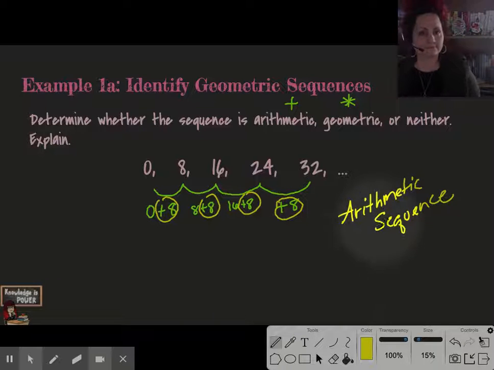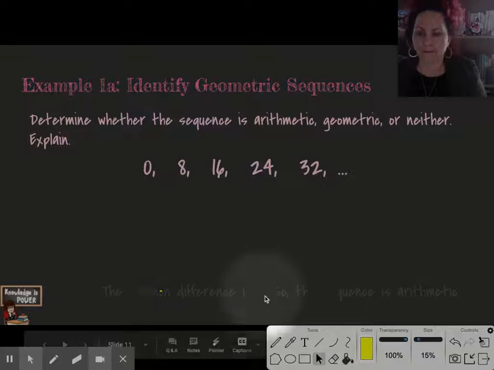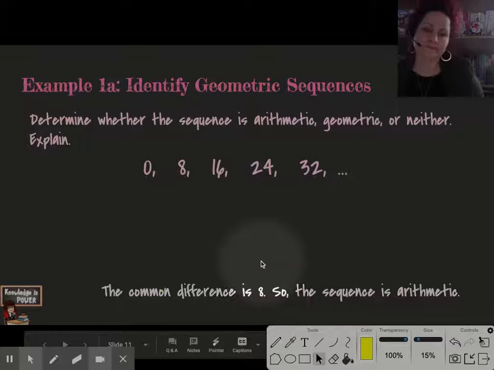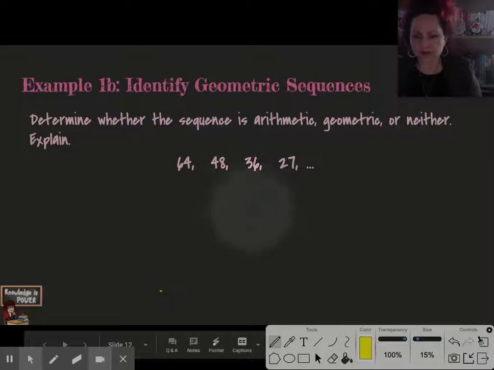Yay. Easy. Good. Let's go ahead and look at the next one. Oh, there we go. Determine whether the sequence is arithmetic, geometric, or neither. Neither. When I look at this, let's try the first one.